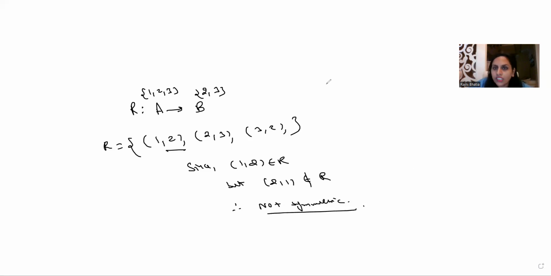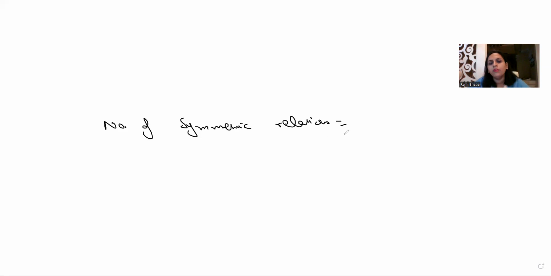Now we'll move to the third type of relation, which is transitive. But before covering transitive, I'll give you the formula for the number of symmetric relations, the way I gave you the formula for the number of reflexive relations. The formula for the number of symmetric relations is 2 raised to the power n(n+1)/2.